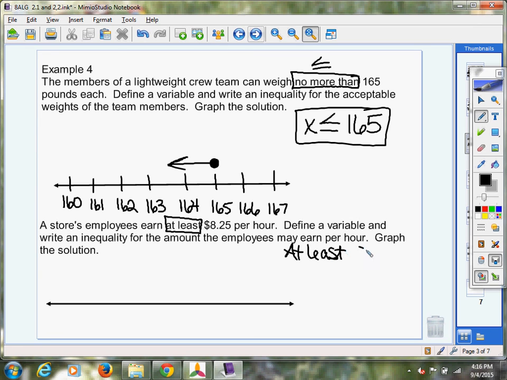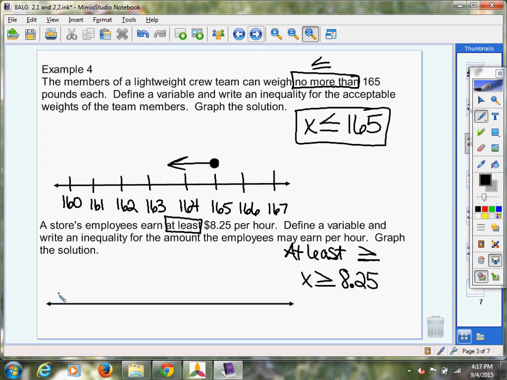So this is greater than or equal to. At least is greater than or equal to. So the lowest amount of money they can make is $8.25 per hour. They cannot make less, but they can make more than that. So we'll just take our X, that'll be how much money they'll earn per hour, and we'll say X is greater than or equal to $8.25. Okay, so you can do this a number of ways. You can show the decimal, you can just do whole numbers and estimate where the decimal is. It's really just your point of view and how you want to do it.